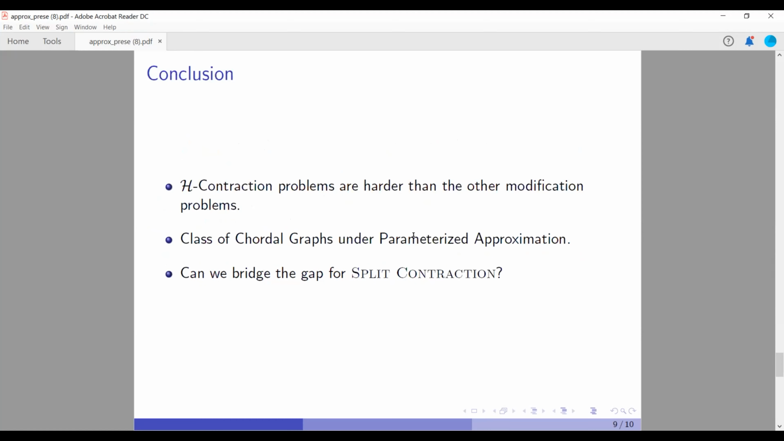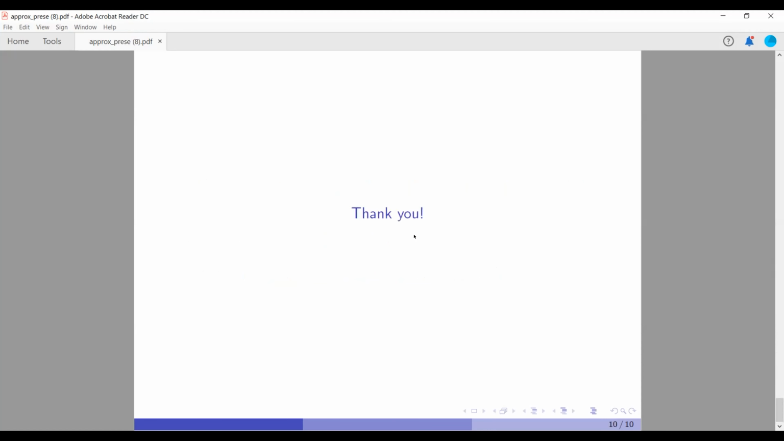It is interesting to know that even though all these graph classes are closely related, they behave very differently when the operation is edge contraction. One of the open questions is whether we can bridge the gap for split contraction. We obtained results for alpha less than 1.25 and for alpha greater than 2. So yeah, thank you. Questions?